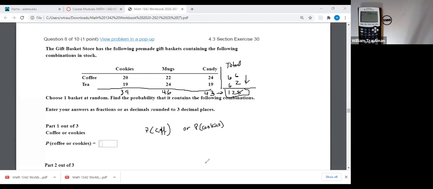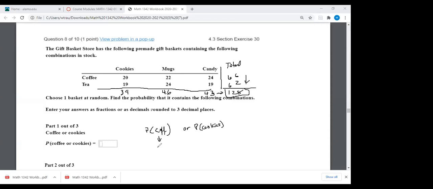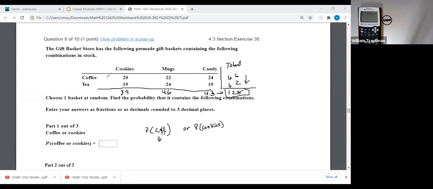So my question to you is, can somebody tell me what's the probability of coffee? Let's see if anybody can tell me. 20 out of 128? Yes, but just coffee. The probability of just coffee.